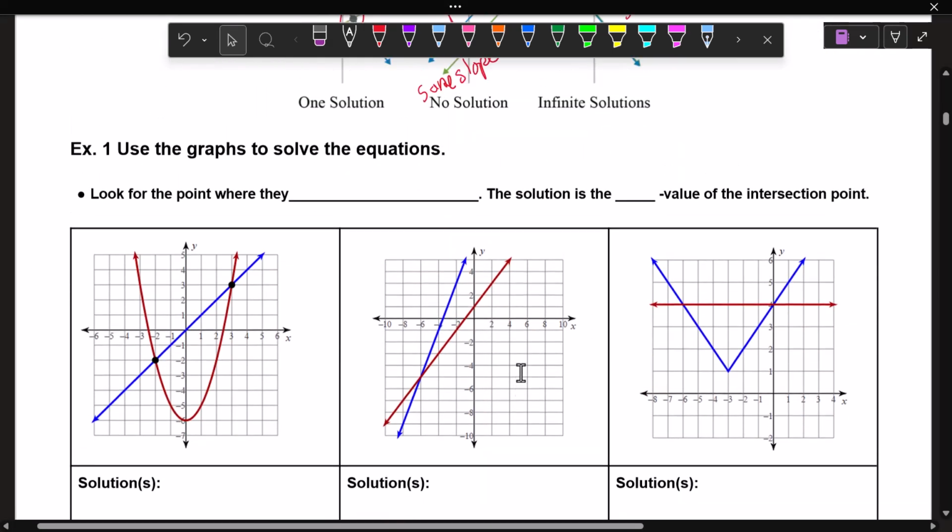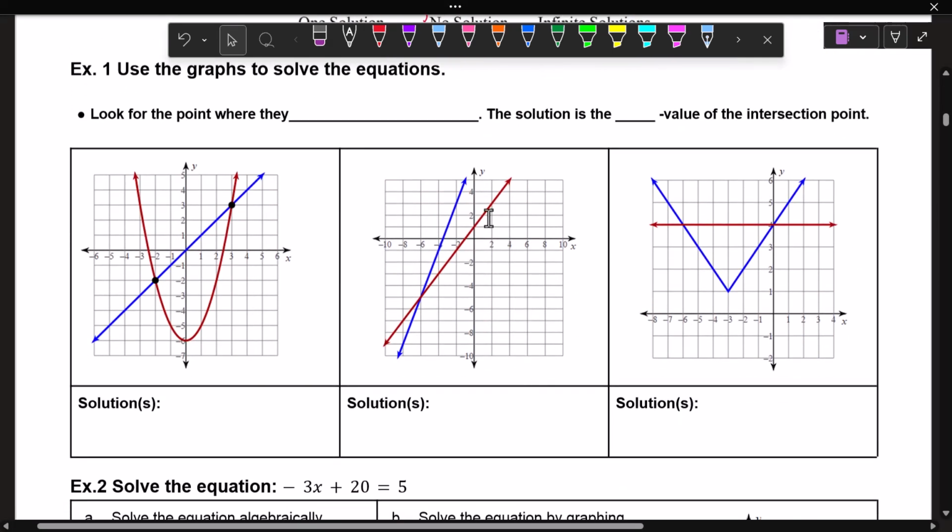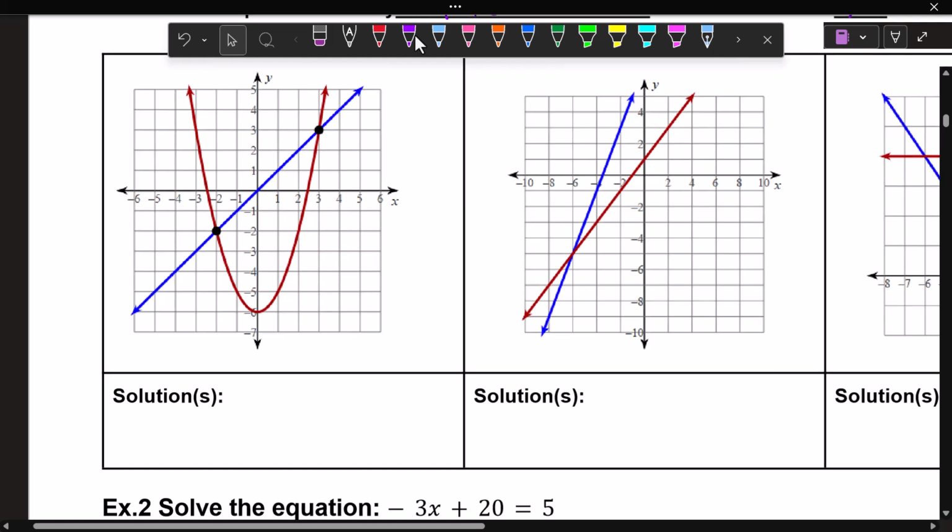So we're going to look at this first example. Use the graphs to solve the equations. So look for the point where they intersect, and the solution is the x value. Just like we were dealing with interval notation, all our intervals were x's. It's the same idea. So in this first one, well, we can see where they intersect right there and right there.